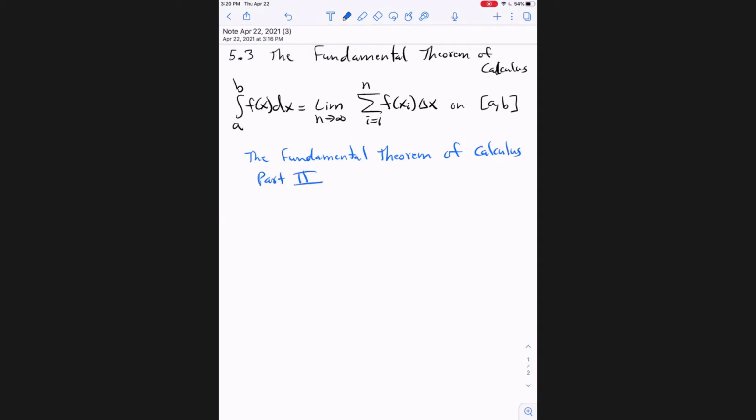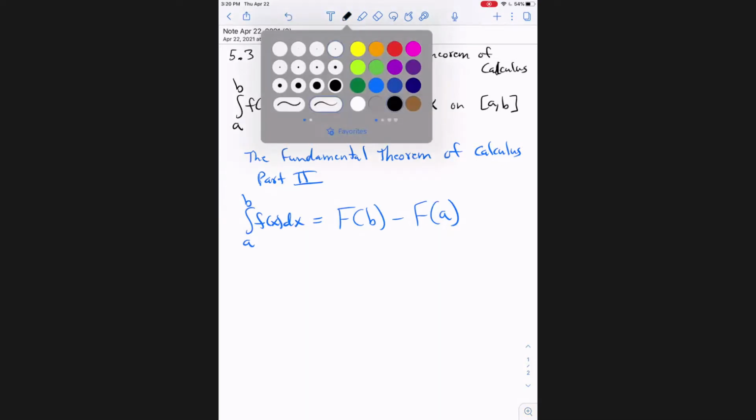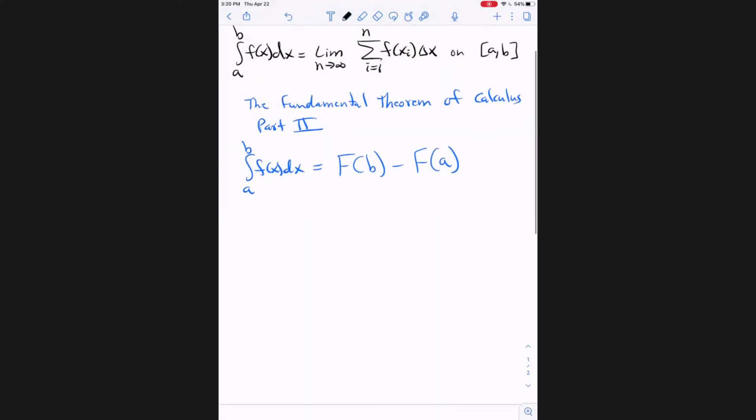So we're going to do part 2. What that says is if you have the integral from a to b of f of x dx, the answer to that is capital F of b minus capital F of a. And if the function is above the x-axis, that will give you the area. Let me show you how that's done.